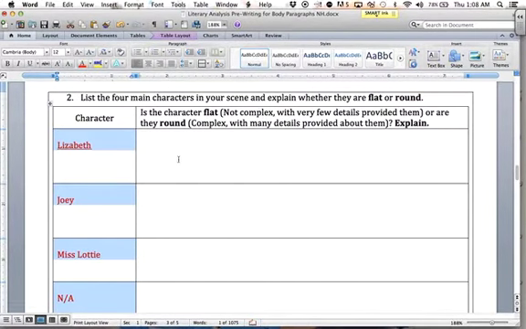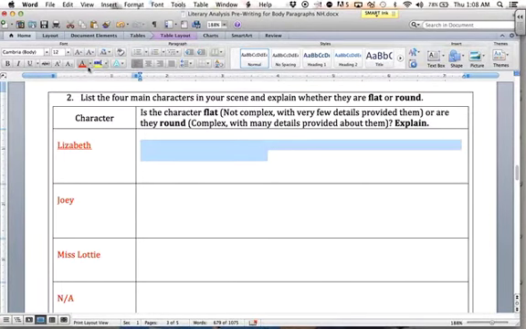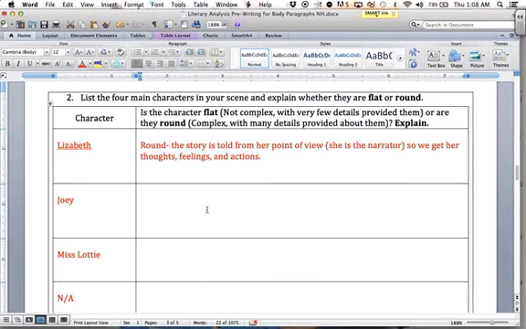So, again, we'll come over here. We have my character list for Marigolds. All right, Lisbeth. She is a round character, right? The story is told from her point of view. She is the narrator. Your narrator is almost always a round character, okay? The story is told from her point of view. She is the narrator, so we get her thoughts, feelings, and actions.